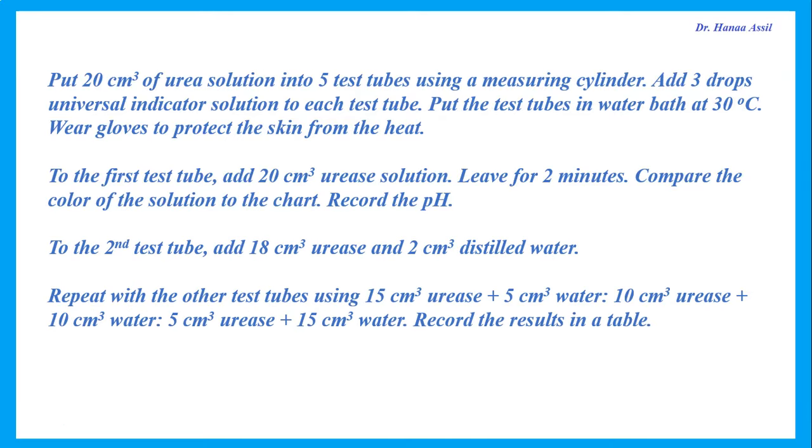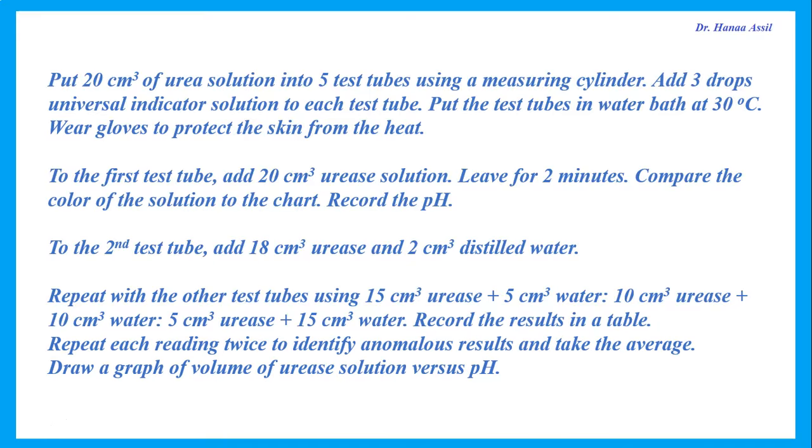Record the pH. Then to the second test tube, we add more of urease, but remember that you want the total volume to be the same, so that the change in volume does not affect the color that you get. So if we have 20 centimeter cubed of urea, for the first test tube, we put 20 centimeter cubed of enzyme. Now, second test tube, we're going to change. So we're going to put, for example, 18 of enzyme plus 2 of water. Repeat using, for example, 15 of enzyme, 5 water. 10 enzyme, 10 water. So that the total volume is always the same.